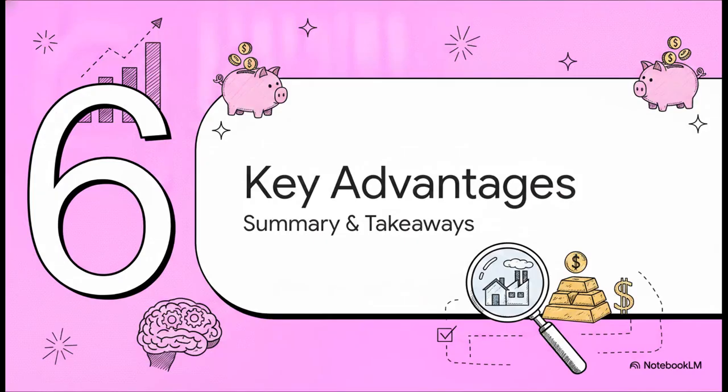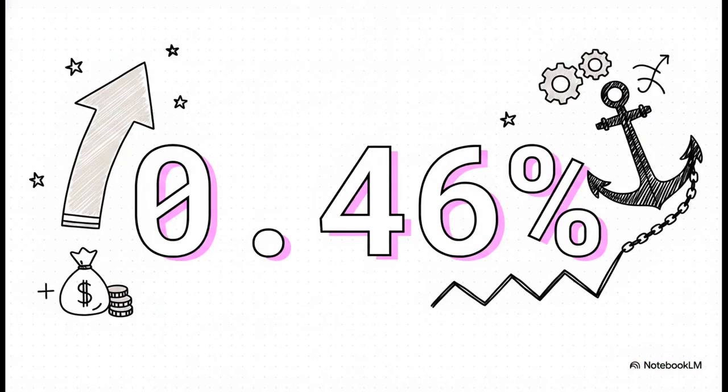And finally, Section 6, Key Advantages and Takeaways. One massive structural advantage we have to mention is its base expense ratio, which sits at just 0.46% for the direct plan. When you're compounding your money over 5, 10, or even 20 years, high fees can literally feel like a heavy anchor just dragging your growth down.